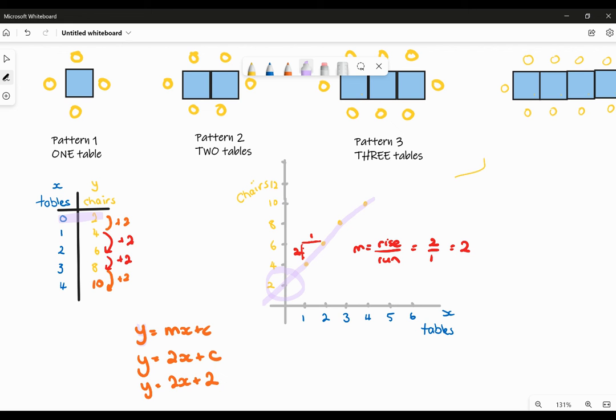So here we have a linear pattern with a linear rule, a linear table with a constant difference, which is the first difference, and a graph which has a gradient of 2 and a y-intercept of 2, and our pattern's on top.